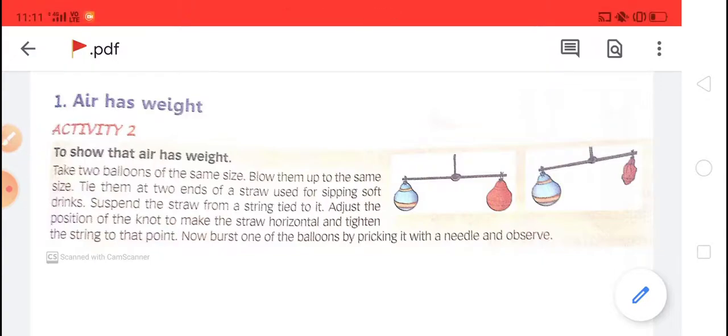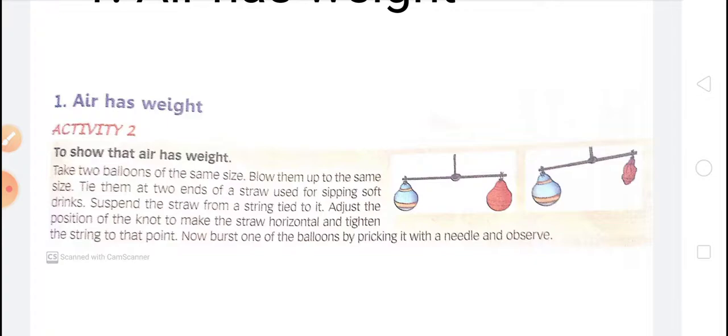From this activity we come to know that air has weight. The inflated balloon is heavy and the empty balloon is lighter. Children, this is a very simple activity you can do at your home, so you will better understand that air has weight. I hope you understood nicely.